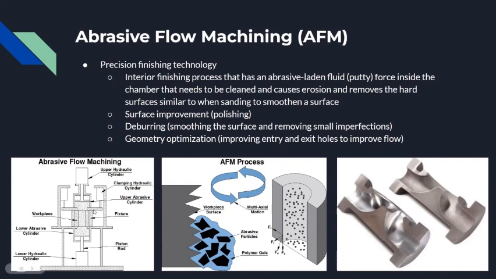From the left hand picture is the setup of the abrasive flow machining, and then here's the process, and then here's the output of the material that was put inside of the machine. And as you can see, the interior of this material is smoother than the right hand side, which has a hard surface.